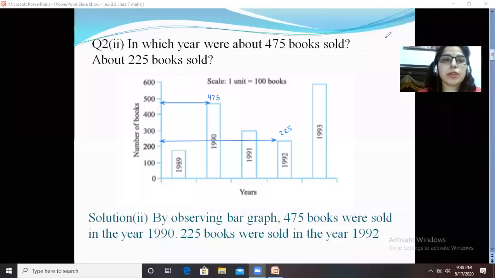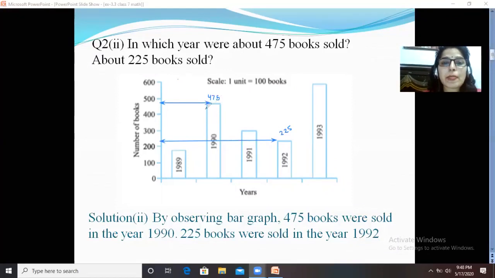Now see question number 2, part 2. In which year were about 475 books sold and about 225 books sold? Here you can see again the same graph of question number 2. Again the same things: the y-axis is the number of books and the x-axis is years. But this time we have to consider when 475 books were sold and when 225. In the previous part we have done, in 1990 we have considered 475 books were sold in the year 1990.